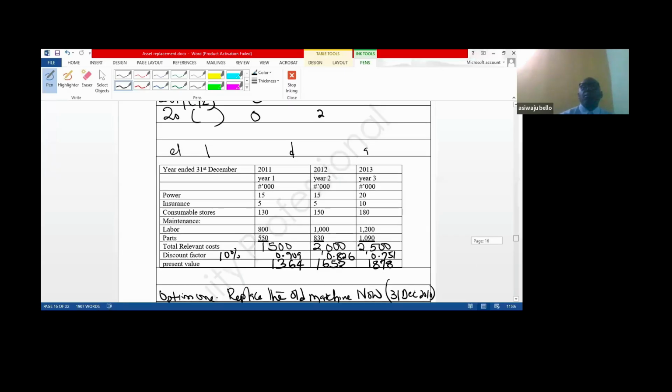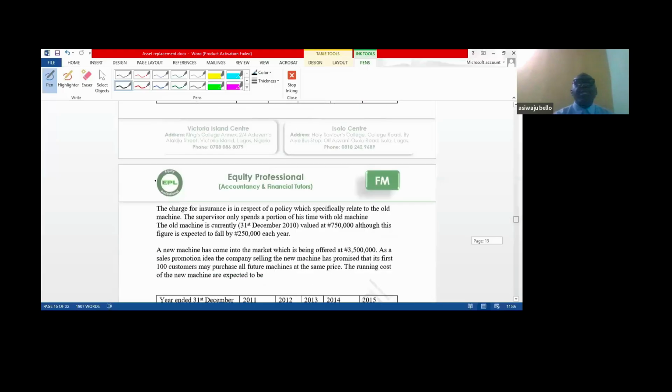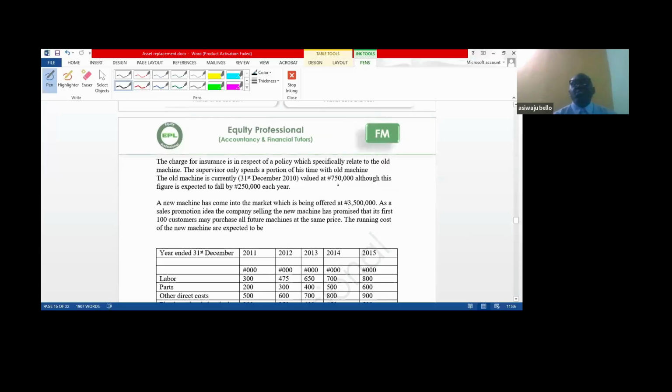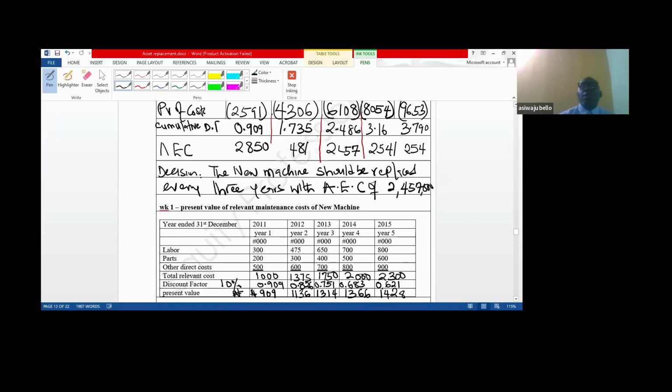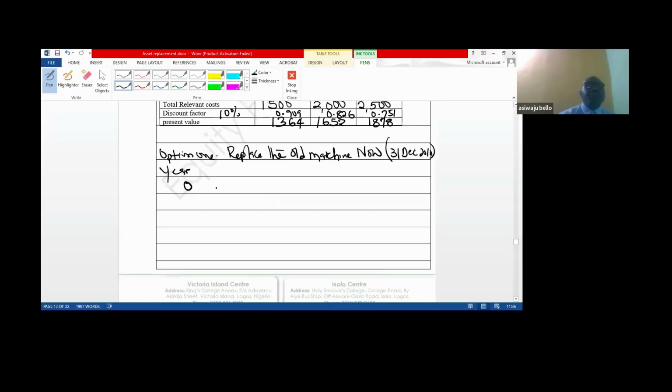What is the value of the old machine now? Look at it. The old machine is currently valued at 750,000. That means if you replace now, we can sell the old machine for 750. We are going to realize 750,000. That is the cash flow. The discount factor for year 0 is 1. As soon as you replace the old machine, we must bring in the new machine.